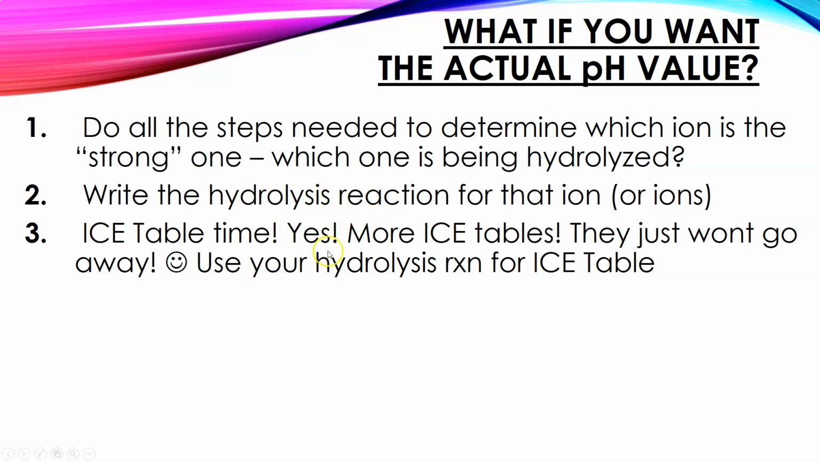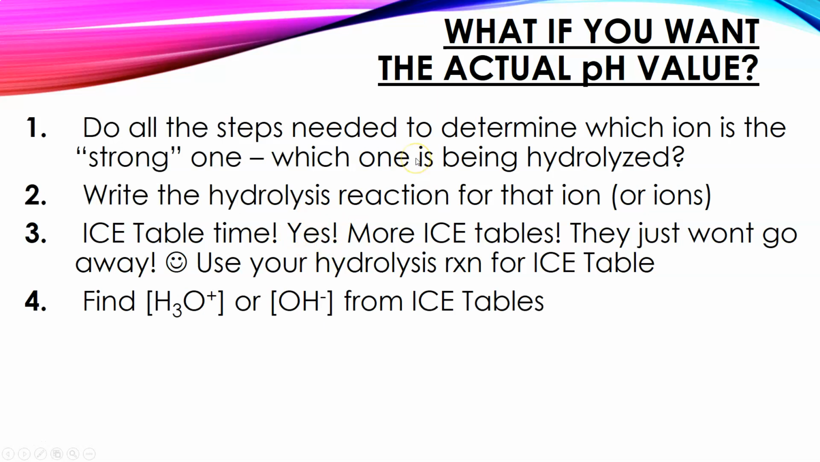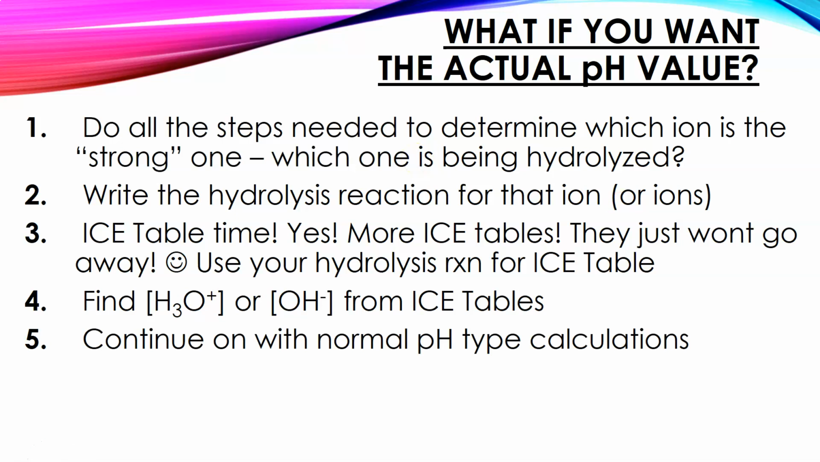Once you have your ice tables, you can figure out what your concentrations are, and then you're doing normal pH calculations. So this topic of calculating the salt pH is just mushing together 3 separate things we've already learned how to do. You know how to do a normal pH calculation, you know how to do ice tables, or I guess 4 things, right? You know how to write a chemical reaction, and we just learned how to figure out if something will hydrolyze or not.